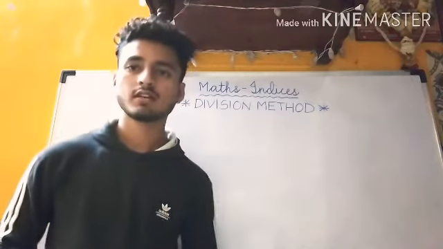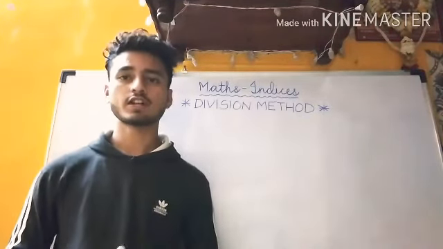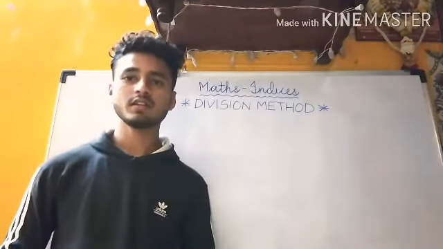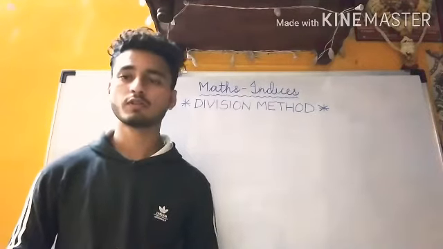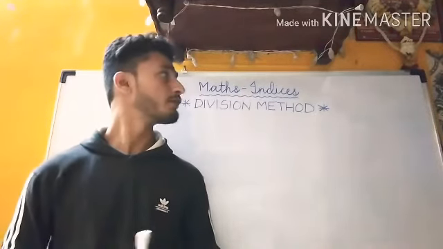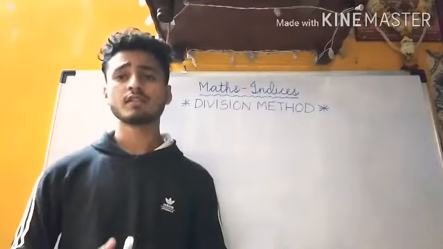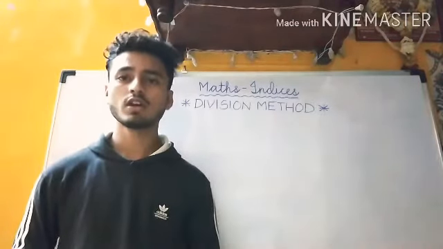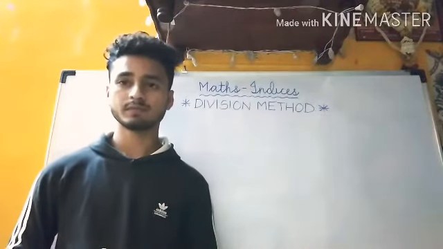Hello students, today we are going to finish our chapter, indices. This is the last method which we are going to learn in this chapter. The name of the method is the division method. This is one of the methods which is used to find the square root of a given number.